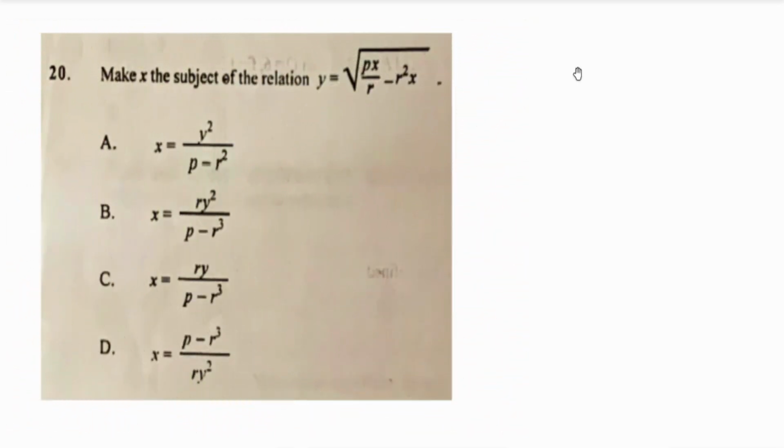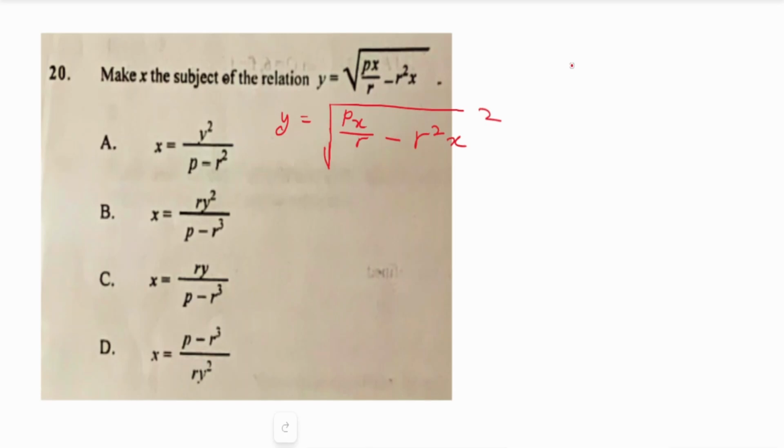Question 20 reads, make x the subject of the relation y equals square root of px over r minus r squared x. So another way we can put this question is for us to solve for x. And we'll start by rewriting the question. Then to be able to solve this, we have to first get rid of the square root sign. And how do we undo square roots? I'm sure you are saying we square, right? So let's square both sides.